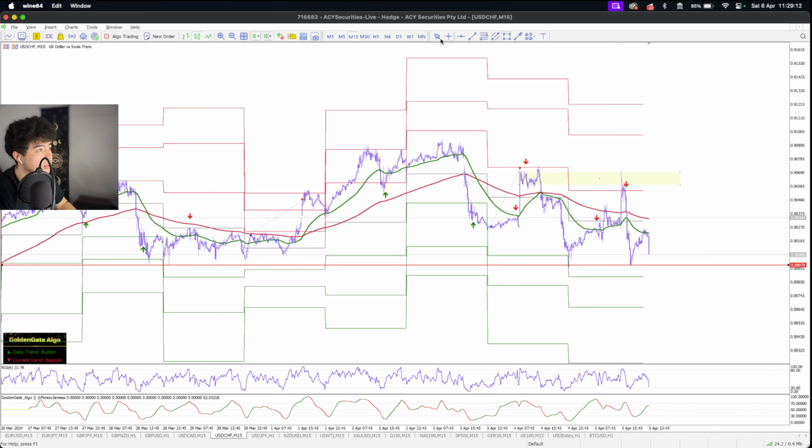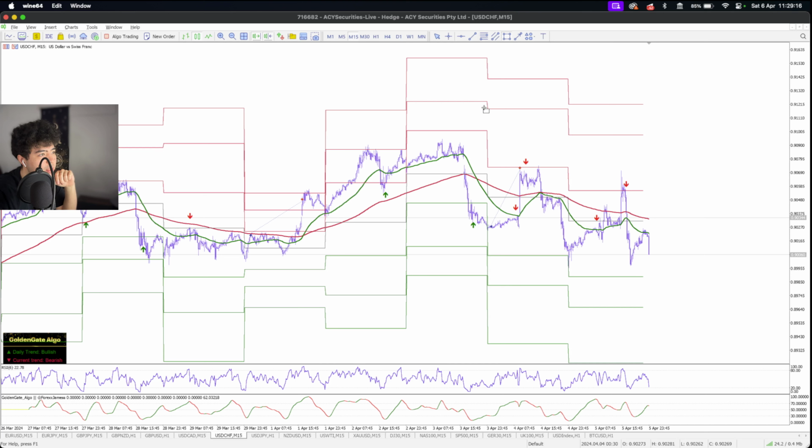Actually, let me just delete the previous rectangle. So here we can see during this day, price opened below the pivot points. The pivot points is the grey line. Price opened below it down here. What do we see then? We see price move massively to the upside.